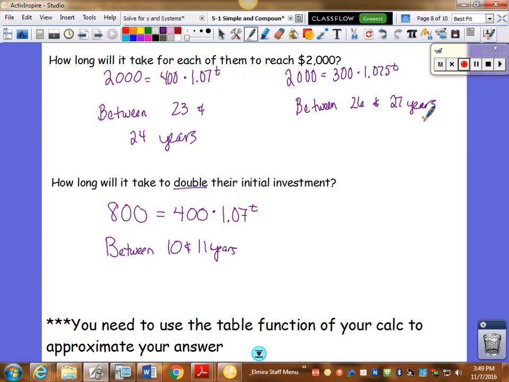When will he double his investment? Well, his original investment was 300. Double it would be 600.